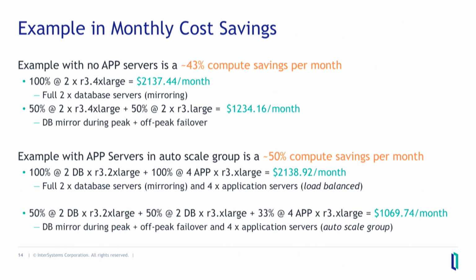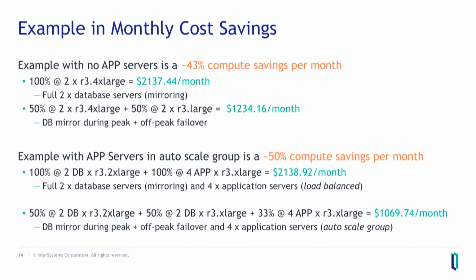So just to show you some example of the cost savings that can be realized. In this example here, this is the single tier, no app servers, 100% utilization, so we have two R3 or R4 4 extra large, it'll cost you a little over $2,100 a month. And so you have your full failover capability, 24/7, full resources.